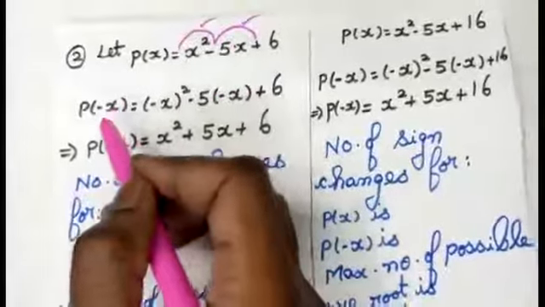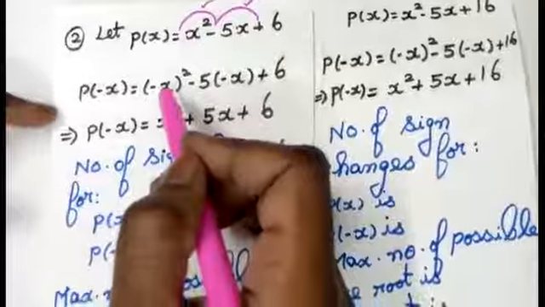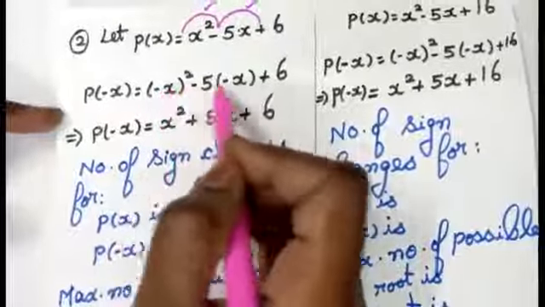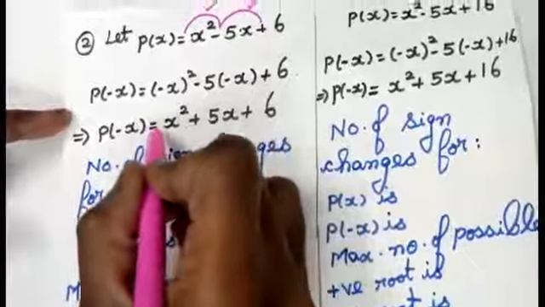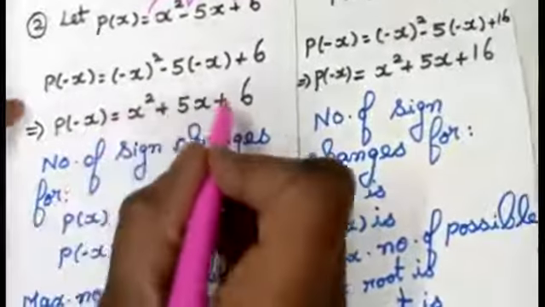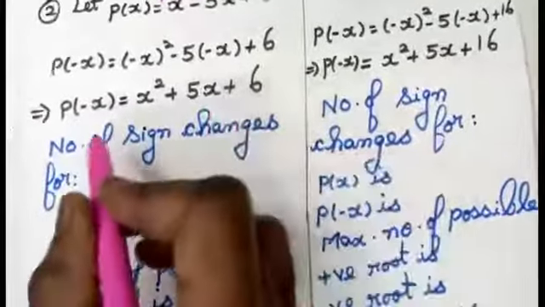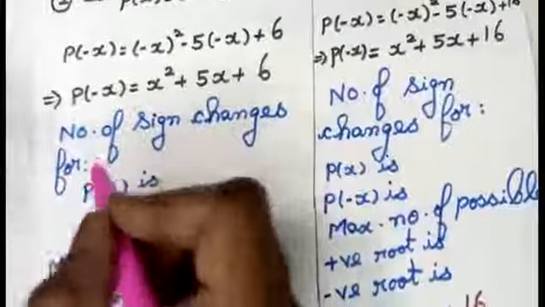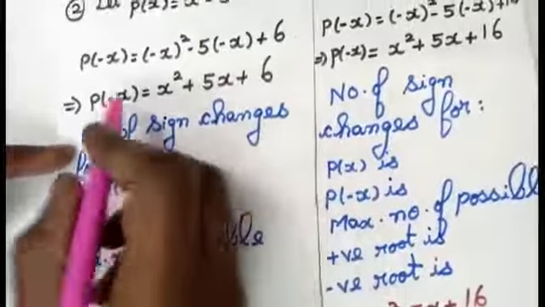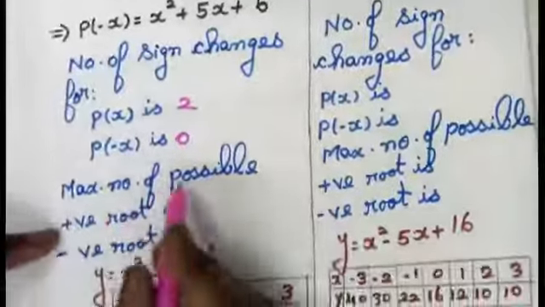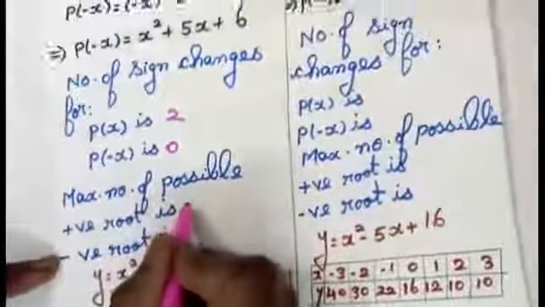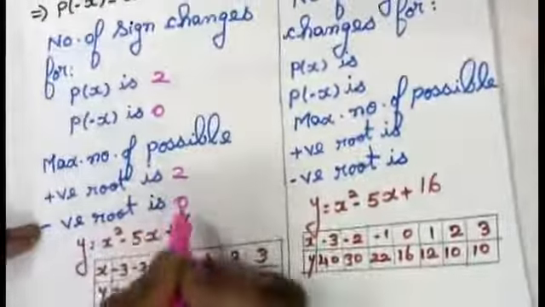Coming to P of minus x, in place of x you are going to replace it with minus x and calculate. After calculating, if you see here, everything is positive, so there is no sign change. So the number of sign changes for P of x is 2 and P of minus x is 0. The maximum number of possible positive roots is 2 and negative roots is 0.